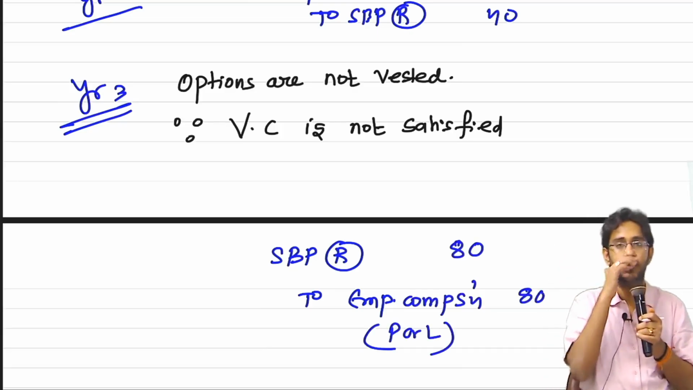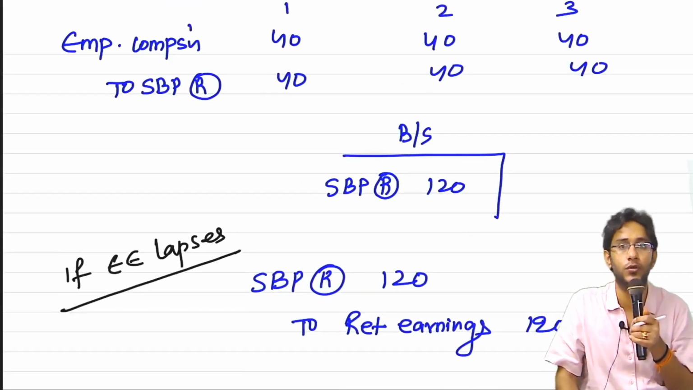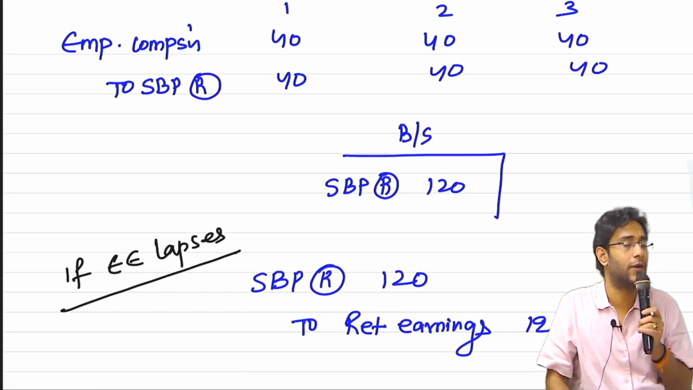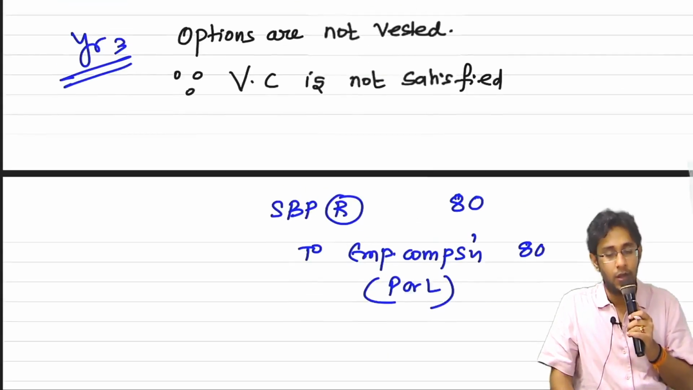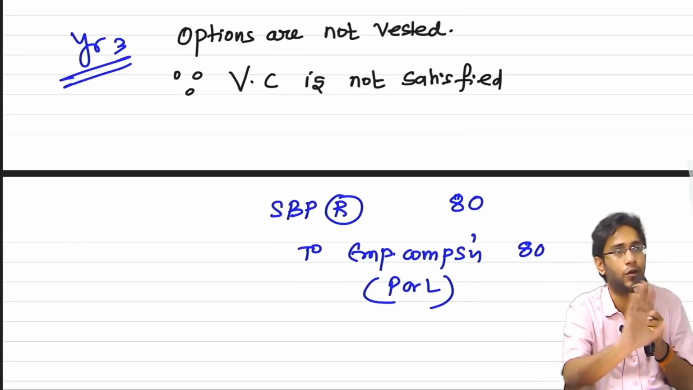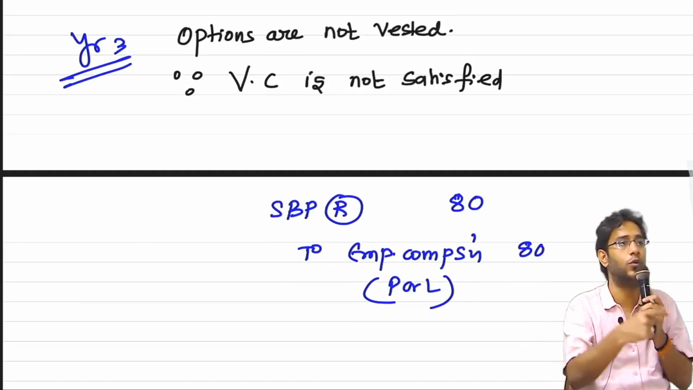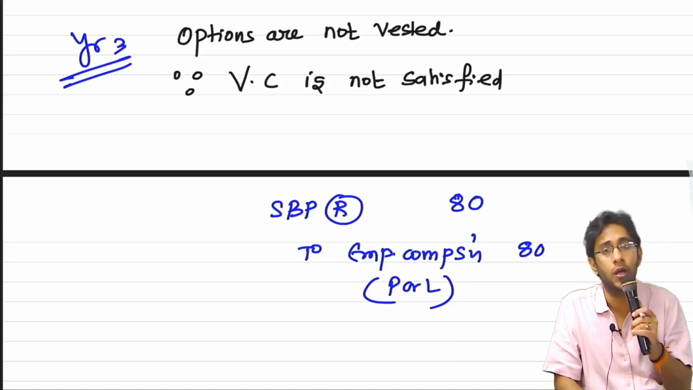I want you to observe the difference very clearly. When the option is vested and the employee chooses not to exercise, the SBP reserve, where did it go? It went to retained earnings. Here, the option did not get vested. The already created SBP reserve cannot go to retained earnings. It has to go into P&L, and it cannot be booked into retained earnings.